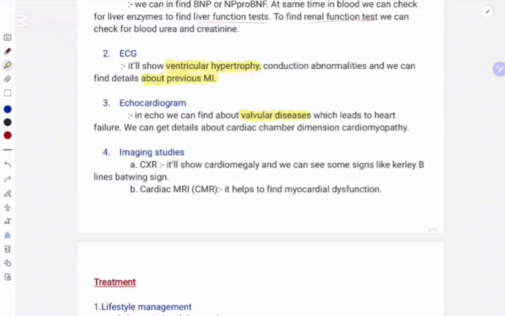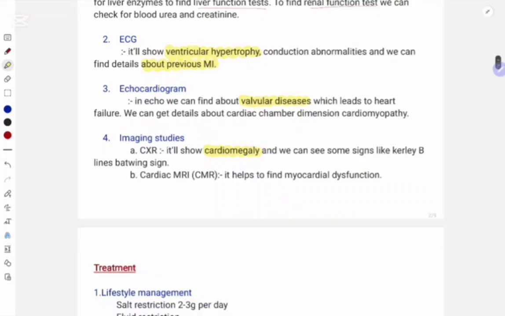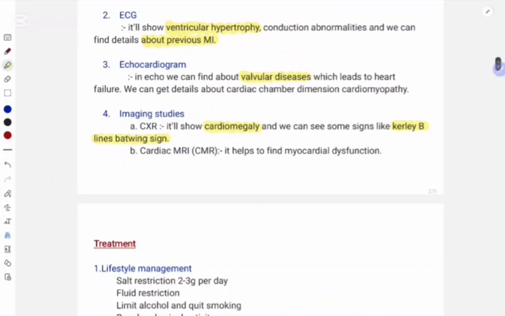Next, we will talk about the imaging studies. In the imaging studies, first of all, we are going to talk about the chest X-ray. In the chest X-ray, we can find the cardiomegaly, which happens due to volume overload or pressure overload. At the same time, we can find signs like Kerley lines. At the same time, bat-wing signs. The bat-wing sign happens due to the pulmonary edema.